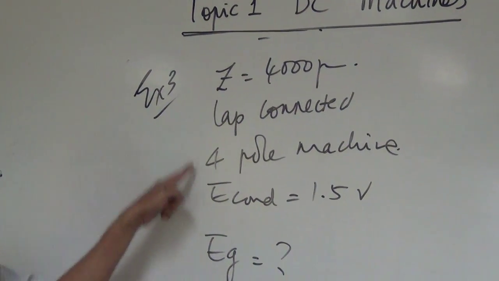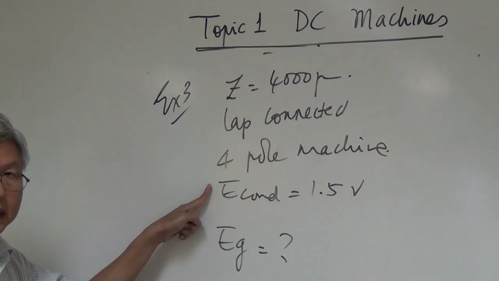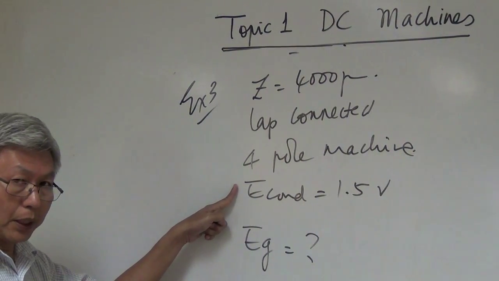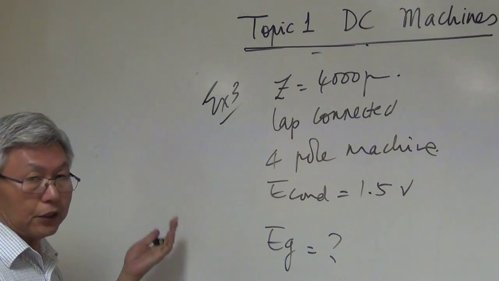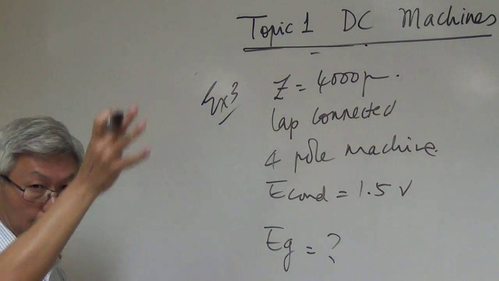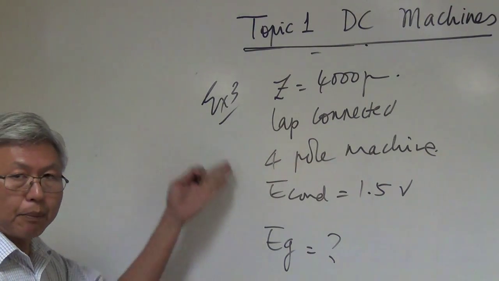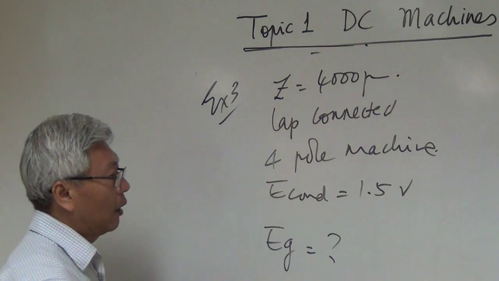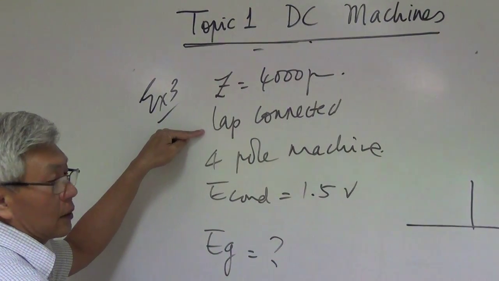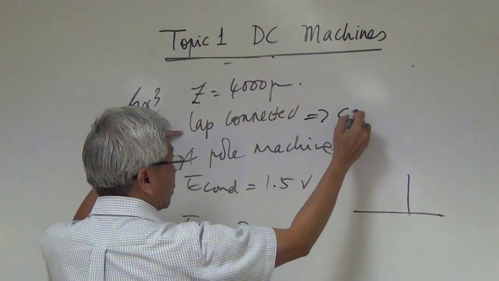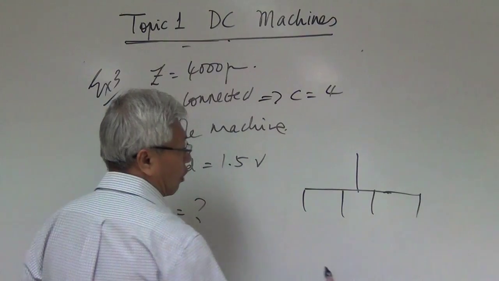You look at the information, flux is not given, so you cannot use the Z over C, N times P over 60 times flux formula. You also cannot use Kirchhoff's voltage law because you are not given the full information of RA, IA, and so on. So this is the parallel path concept. So you are going to draw the parallel paths. Lap connected, so how many paths? C equals 4, because it's 4 poles, so 4 paths.